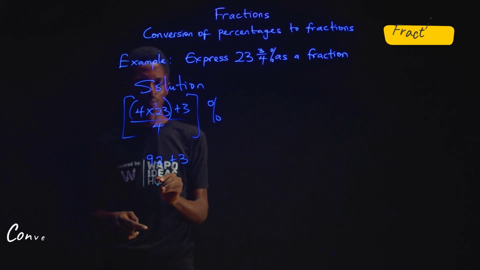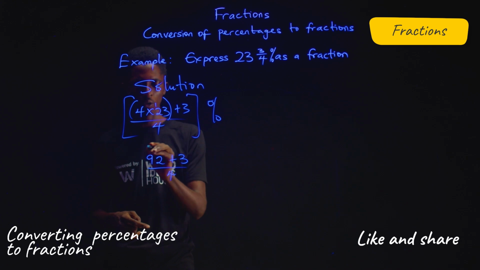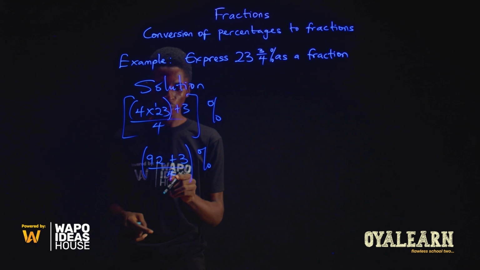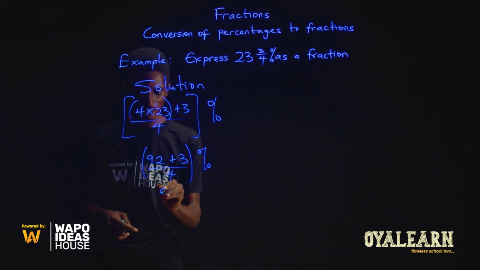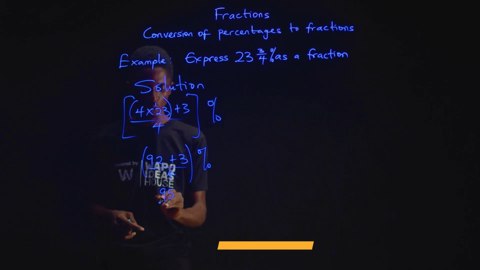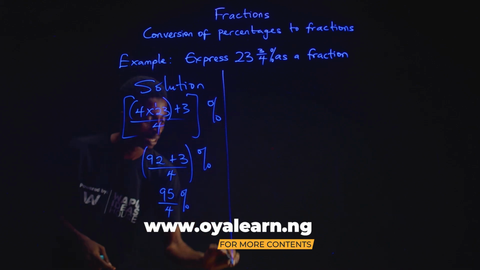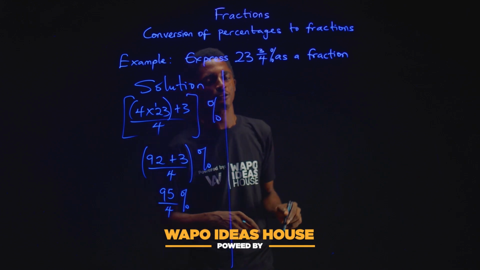plus 3/4, still in percent. Now 92 plus 3 will give us 95. So we have 95/4%. Now let's convert this to a fraction.